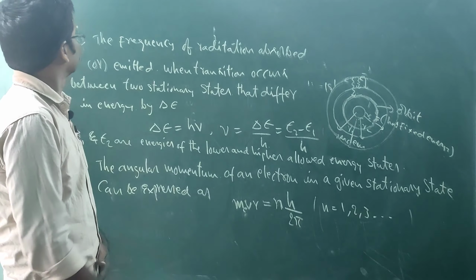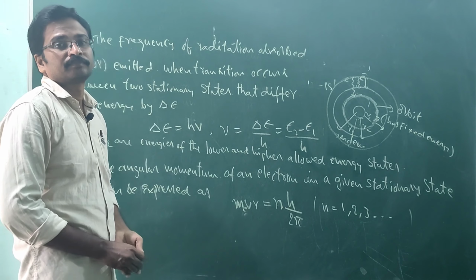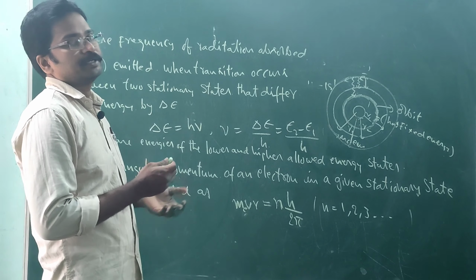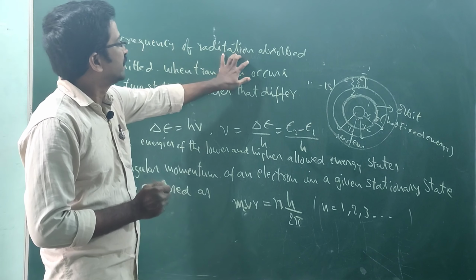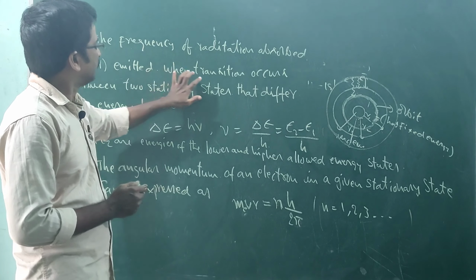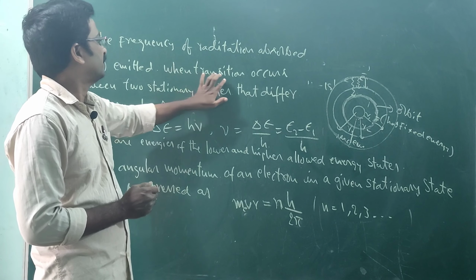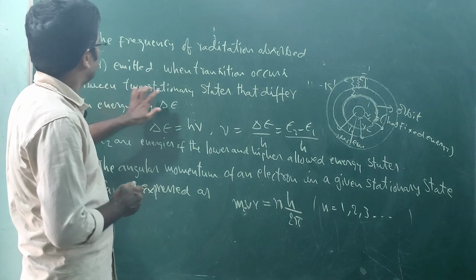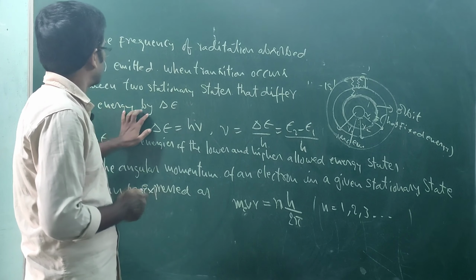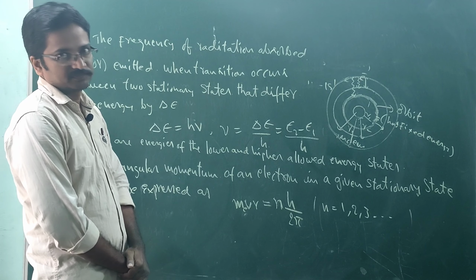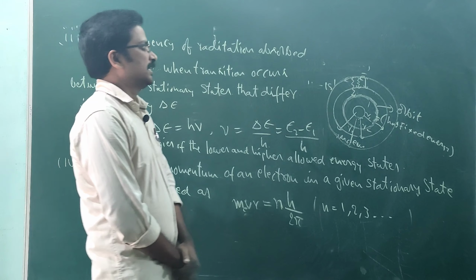Next point. This is the third point. What do you understand from the third point? The frequency of radiation absorbed or emitted when a transition occurs between two stationary states that differ in energy by del E. Let us understand it.